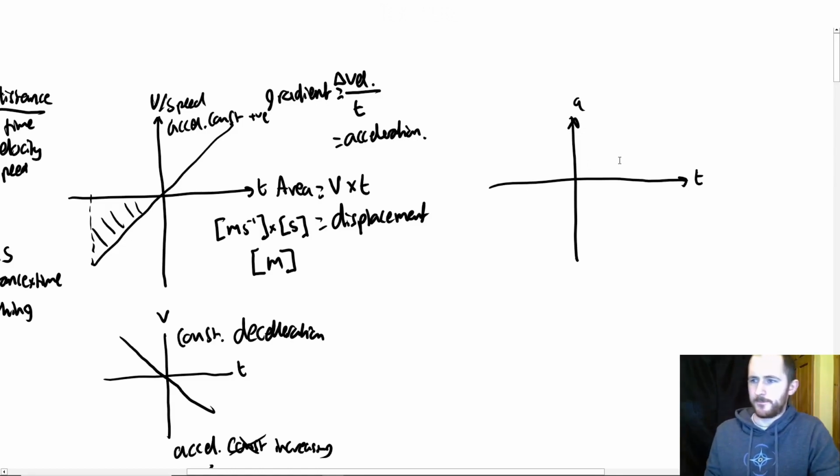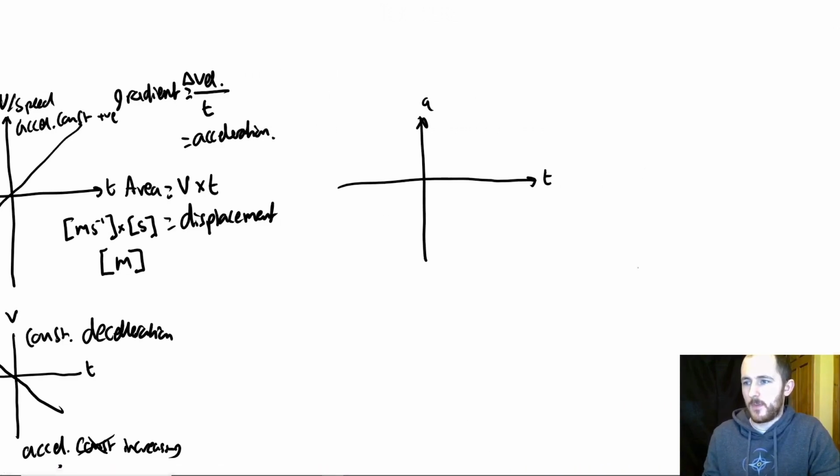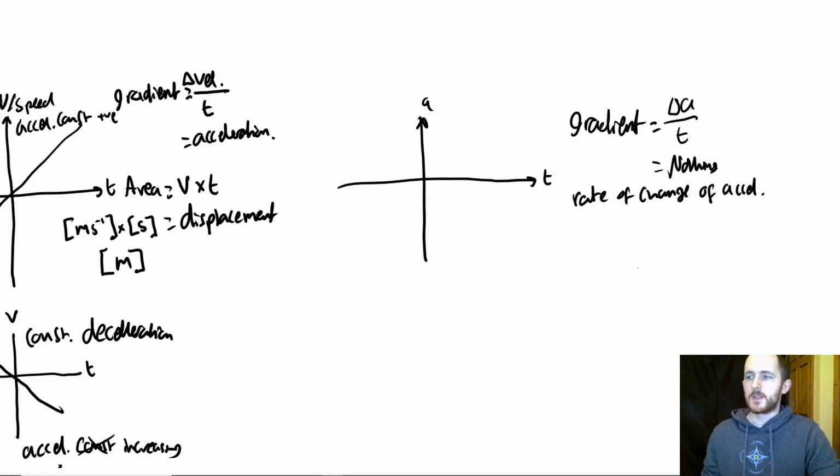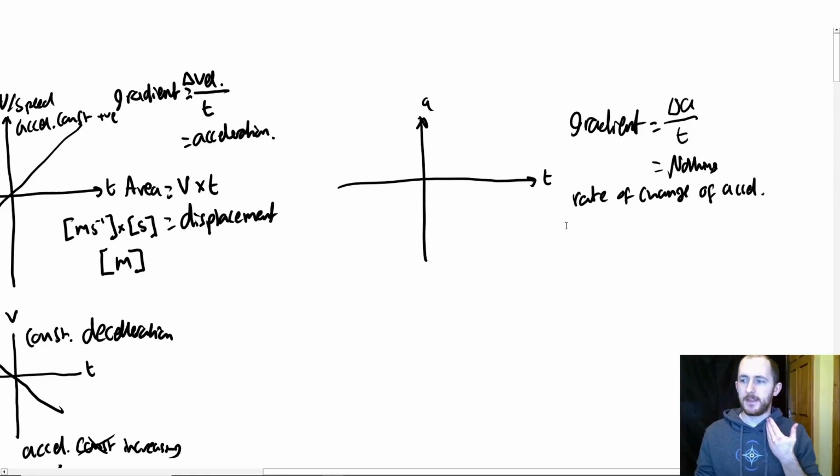So this one's a bit more interesting. What about the gradient of the acceleration time graph? Well, it's the change in acceleration over time, which doesn't equal anything we care about, right? But what you can say is it's the rate of change of acceleration. What I mean by nothing is that it's not a physical quantity that we define in A-level physics, so it's not something we necessarily care about. However, if they do ask you specifically for what it is, it's just the rate of change of acceleration.